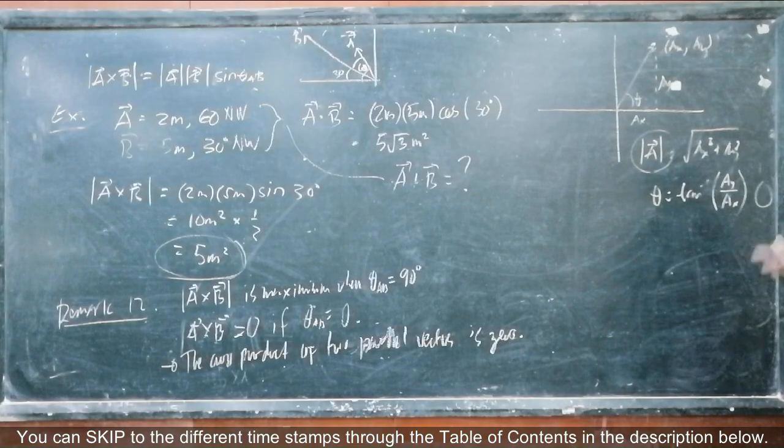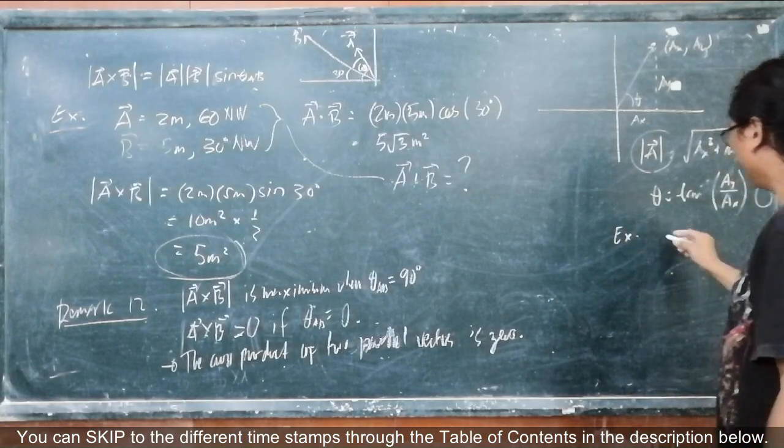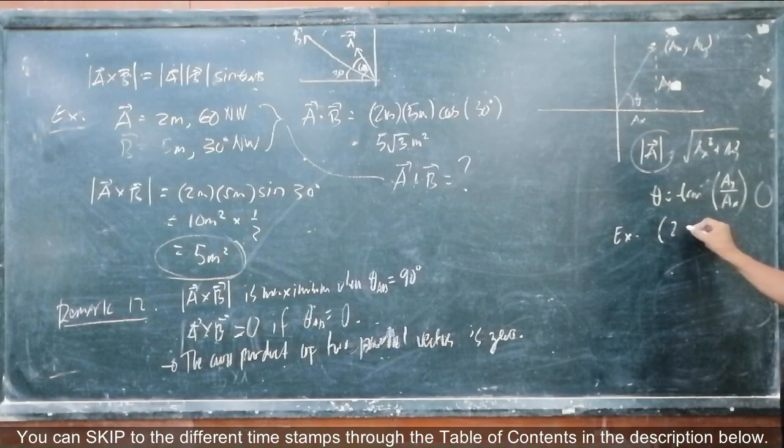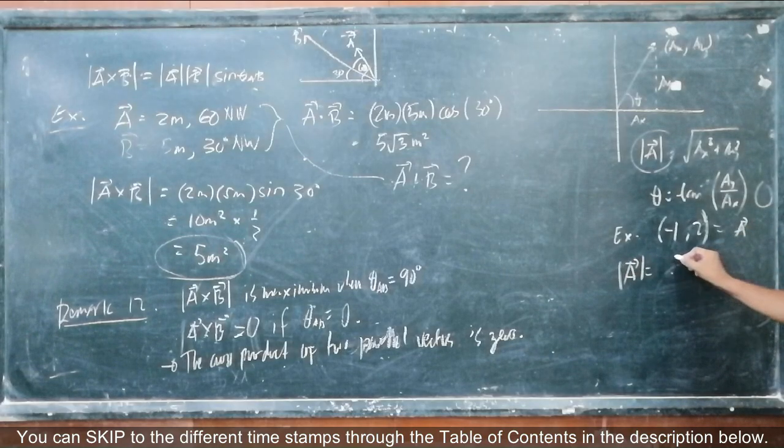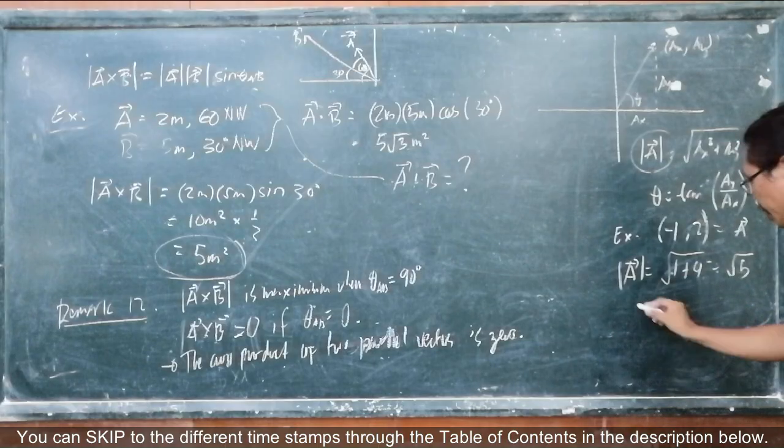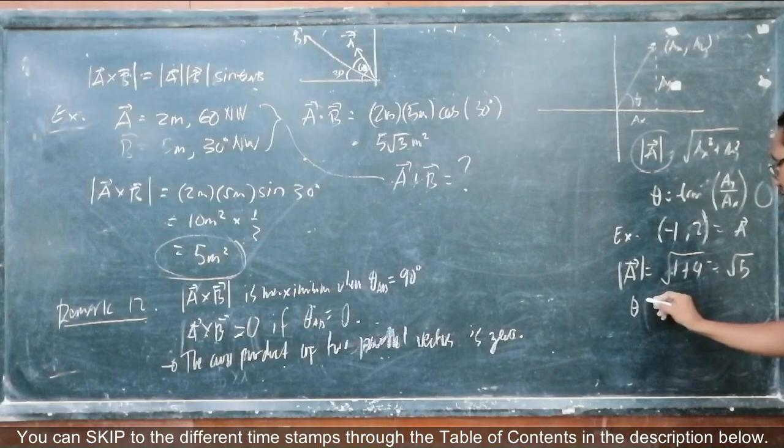No? So for example, the vector negative 1, 2. Okay? So, suppose this is vector A. So, my magnitude of A now would be what? This is 1 squared plus 2 squared, square root. So, this is square root of 5. Right? How about the direction? Theta now would be equal to tangent inverse of what?